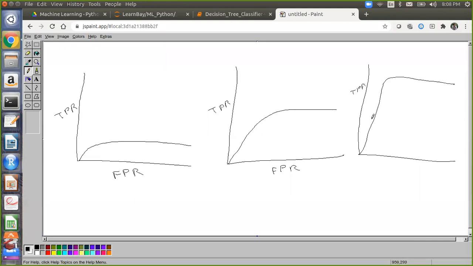TPR, FPR. Now, in which graph is the TPR rate high? The last one. And in which graph is the FPR rate high? The first one. So reading the graphs, you are able to understand. Now tell me which graph is better: first, second, or third?